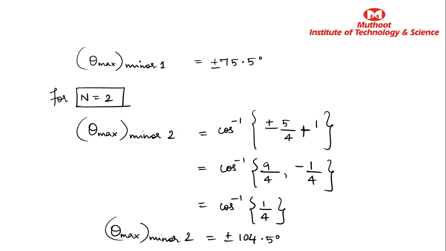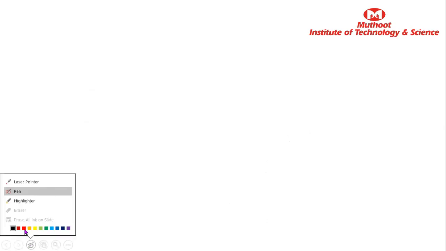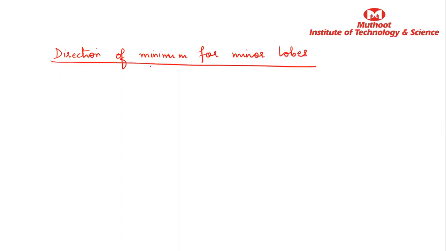Now this is the maximum direction, the maximum of a minor. There can be minimum values of minors also. So in the next part, I'm going to teach you how to find out the direction of the minimum, because every lobe will have a minimum and a maximum. So this minimum is for minor lobes. In these minor lobes also, some places will be maximum, some places will be minimum. So what is that direction?